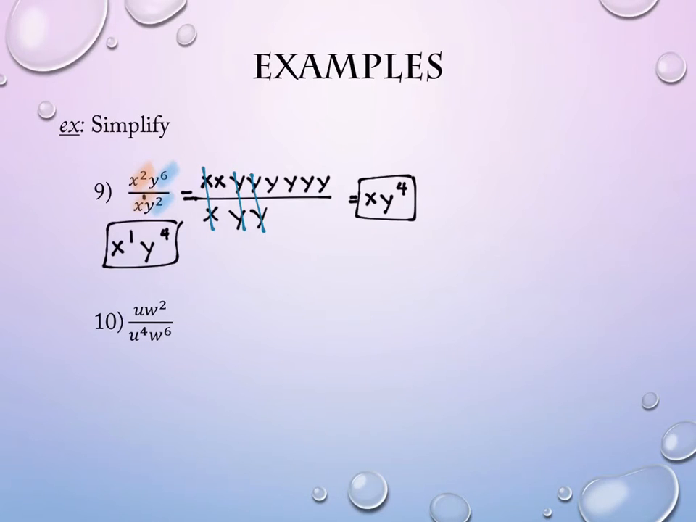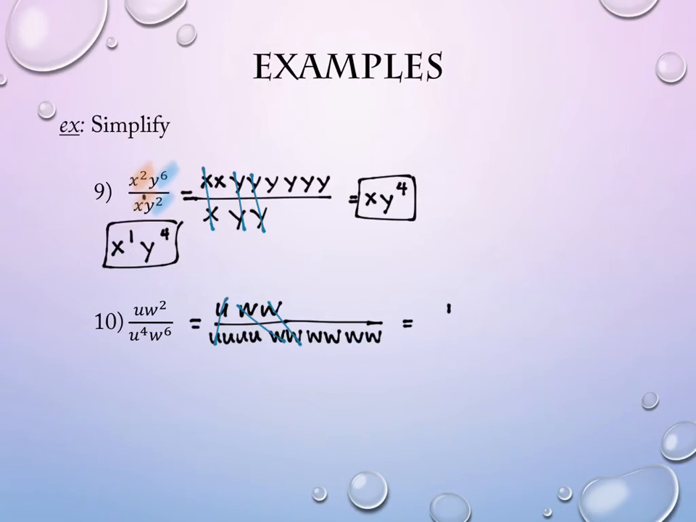So we can do the same thing on 10. Again, I'll show you 2 different ways to do it. It's a little bit less clean in this case for the second method. So this is a U, and it's a W and a W on top. Or you have 4 U's and 6 W's. And let's see, what do you see that cancels? 1 U, 2 W's. What does that leave me with on top?